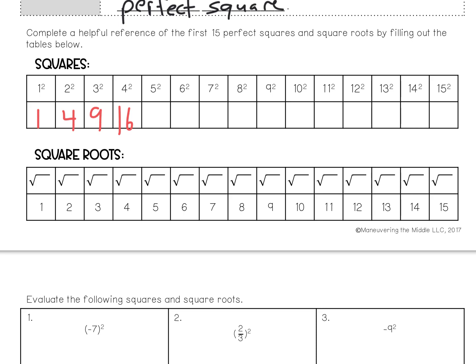Is that your name? Okay, just making sure I'm saying it right. Landon? 36. Okay. Zachary? Or Zach, which one do you go by? 7 squared is? 49.